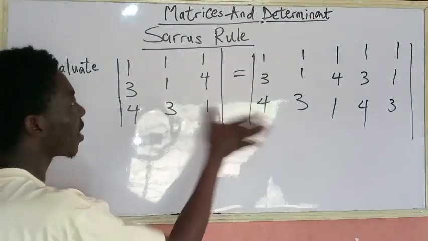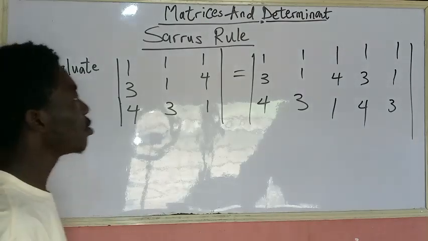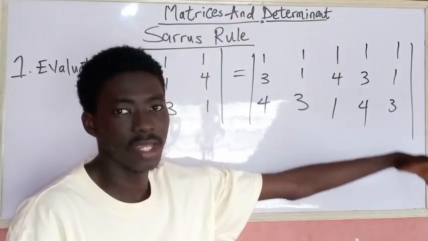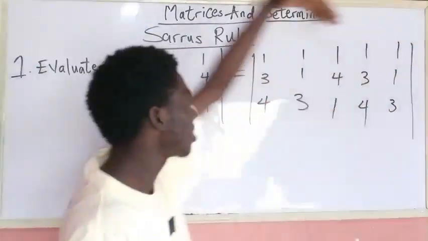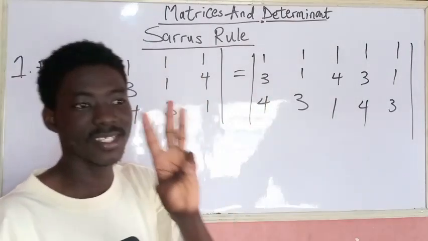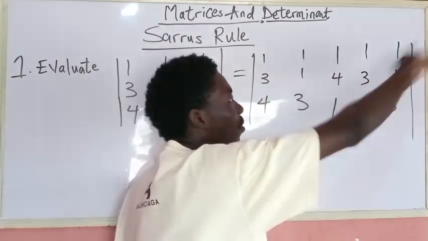Going from there, we can now use the Sarrus rule. So the Sarrus rule says you take 3 diagonals minus 3 upward diagonals. That means 3 downward diagonals minus 3 upward diagonals. So 3 downward diagonals minus 3 upward diagonals.